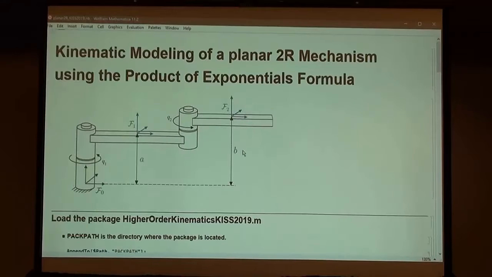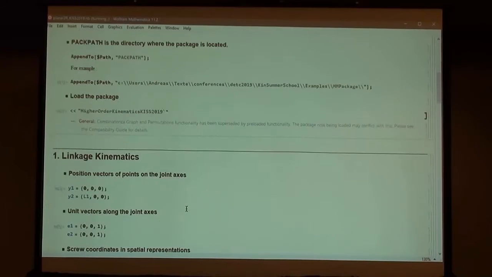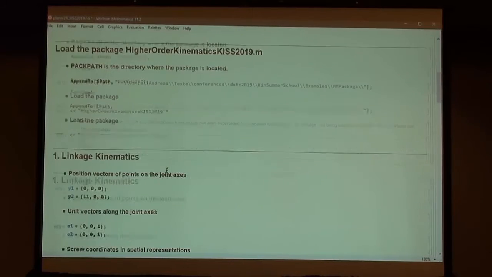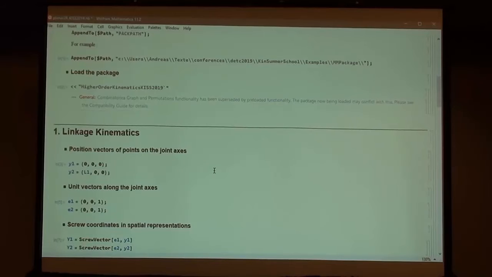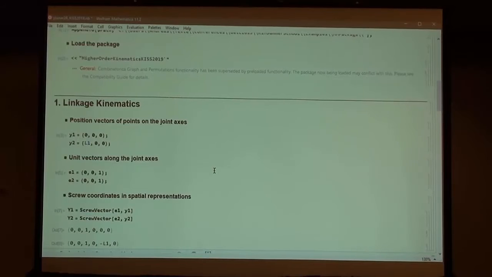And let's do this in practice. So there's a package, you just have to say where it is. So the path, just the path where you have it on your drive. And I just called it Higher Order Kinematics KISS 2019, so you get the package from the website. Yeah, and there's always a bit of a warning because there's always a change in the mathematical version. So what I do is I define, of course, just the vectors. So this is how you define vectors with the brackets, and then the other ones.